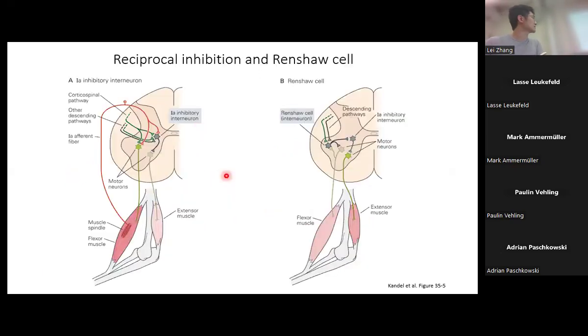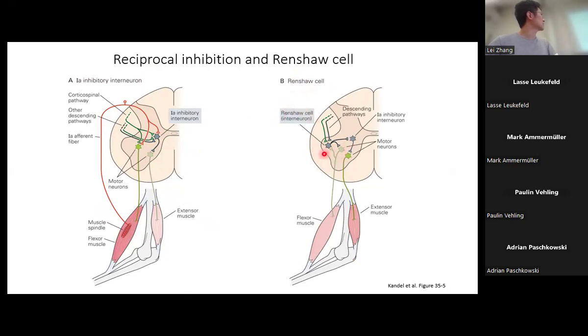There are also other, more complex loops in the spinal cord. Here we already introduced the reciprocal inhibition. And more complex is that these interneurons can also be modulated by signals from the brain. That means the stretch reflex loop can be modulated by descending activations. And here we have the Renshaw cell.